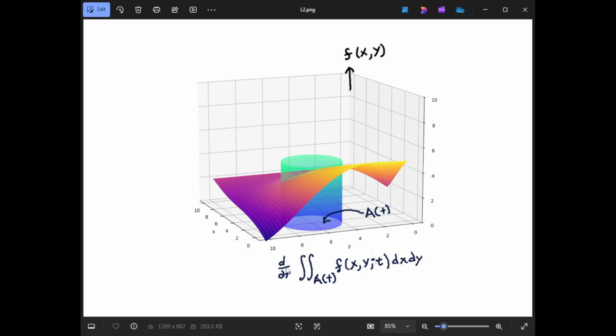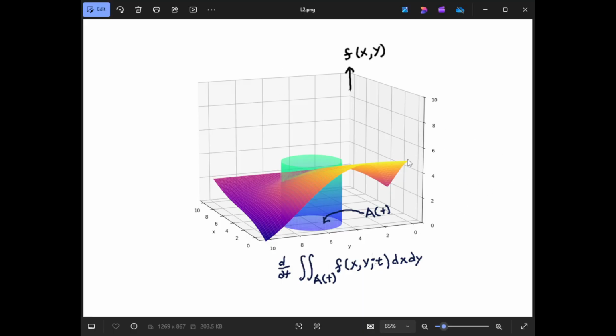So without the t dependence and without the derivative, this part of the integral would just be integrating inside the cylinder up to the top of the surface. So that would be some type of volume in space. However, the whole thing is time dependent, which is why the derivative with respect to t is non-zero.